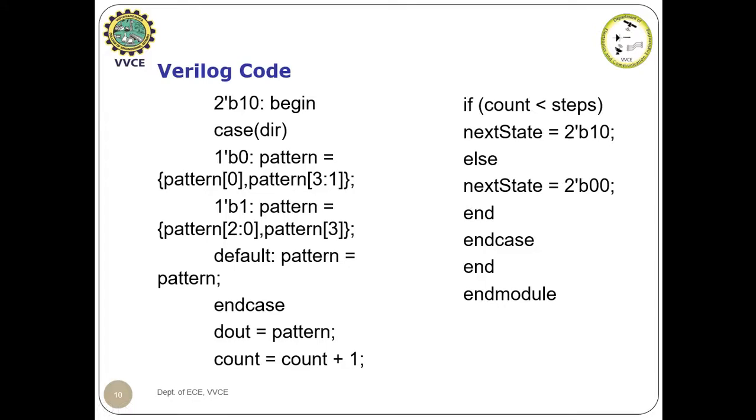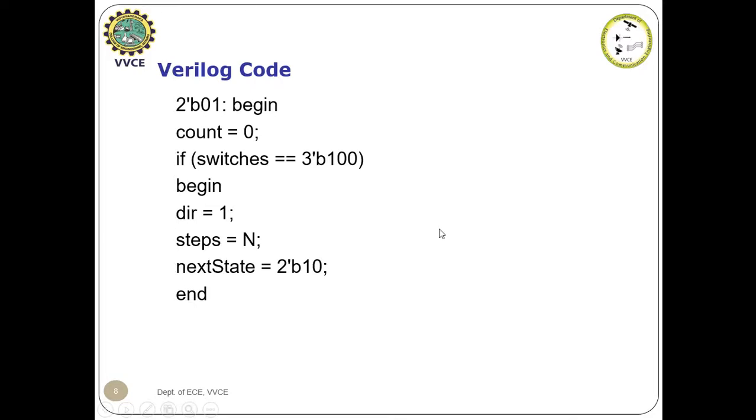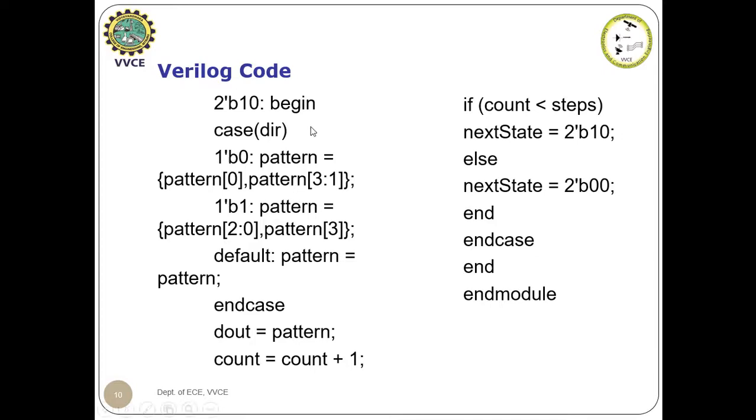In the case 2-bit 01, I am testing for the switch condition and performing some action. In the case statement 2-bit binary 10, I am checking the direction value. If direction value is 0, perform a right shift operation; if it is 1, perform a left shift operation. After performing this switch condition and direction decision, I am sending the left shifted and right shifted patterns to the output channels of my stepper motor module.